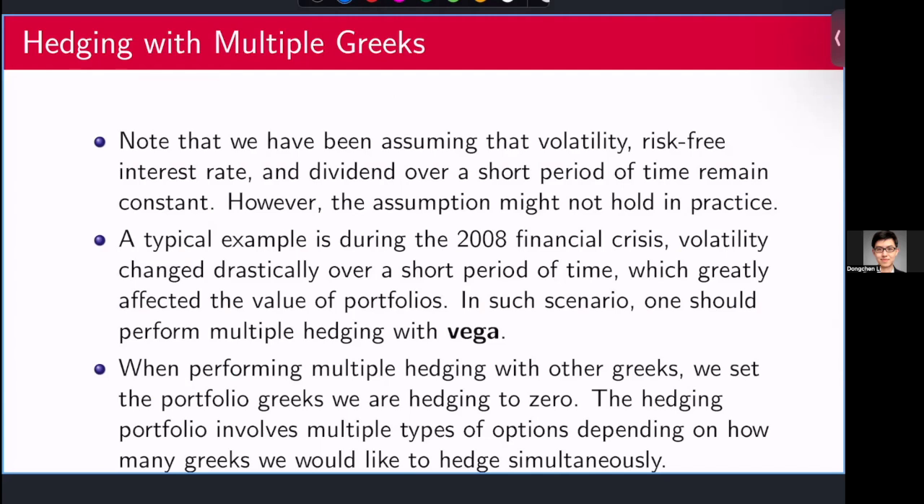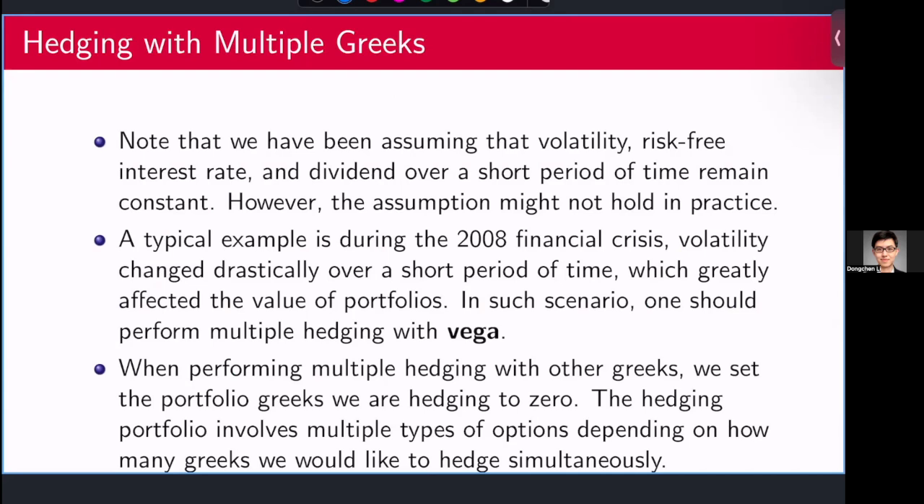Over a short period of time, volatility changed drastically. Due to that change, the value of the portfolio, which is, let's say, delta hedged, can still change by a large amount, right? Because that change is induced by the volatility change. In such a scenario, when we wish to reduce the sensitivity of the portfolio with respect to the volatility to zero, one can perform multiple hedging with Vega, because Vega measures the sensitivity of portfolio value with respect to volatility change. So we can do an example shortly.